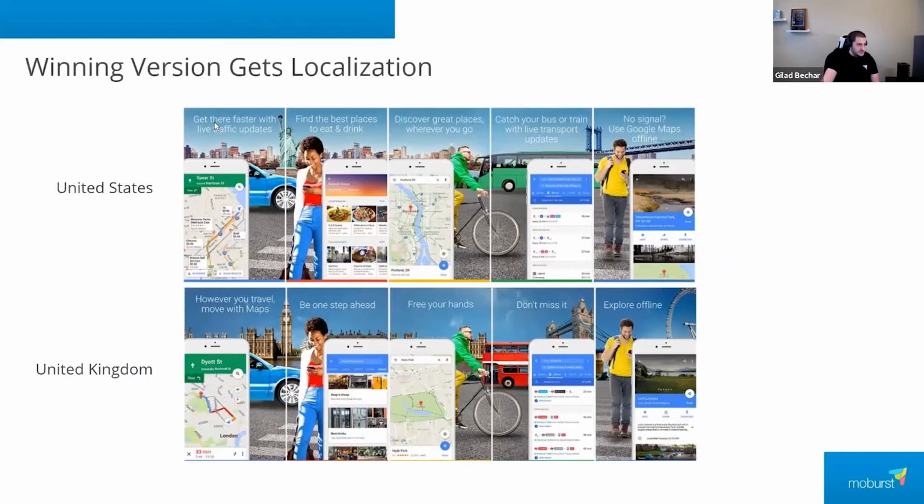So in the US, for example, you can be more wordy. In the UK, you actually need to be more concise and to the point. So just for example, in the US, "Get there faster with traffic updates, comparing to however you move with maps, and be one step ahead." This is kind of the main reason in the UK, even though it's the same app. Now you can see in here that the background, changing the Big Ben to Statue of Liberty or stuff like that. That's something that, again, just to make it consistent, the buses in the UK are different than the buses in the US. So that's kind of a very simple localization.